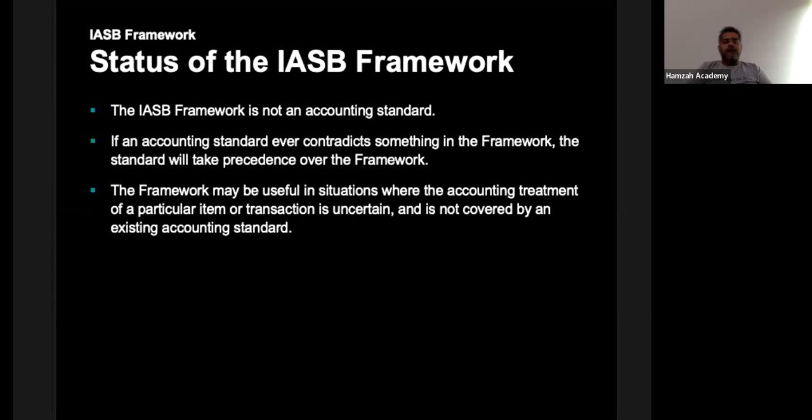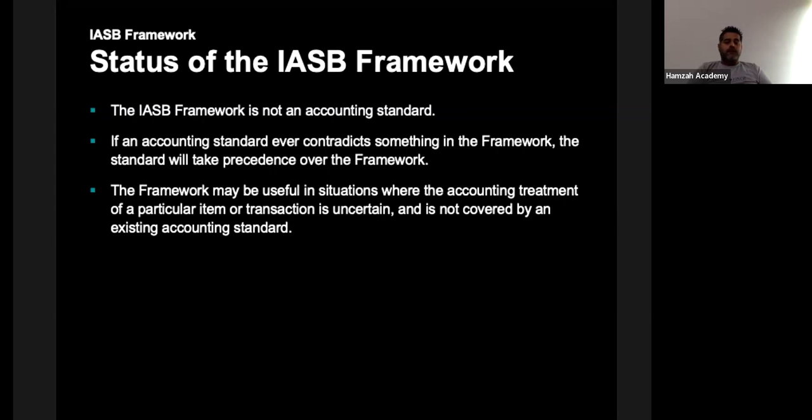Then, talking about the status, the IASB framework is not an accounting standard. If an accounting standard ever contradicts something in the framework, the standard will take precedence over the framework. Now, this is a very interesting line: if there is a contradiction between the standard and the framework, the standard will prevail. And the framework may be useful in situations where the accounting treatment of a particular item or transaction is uncertain and is not covered by an existing accounting standard.